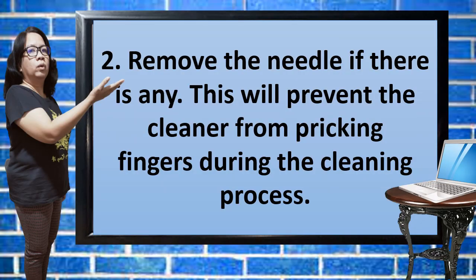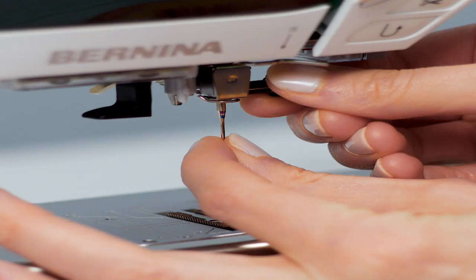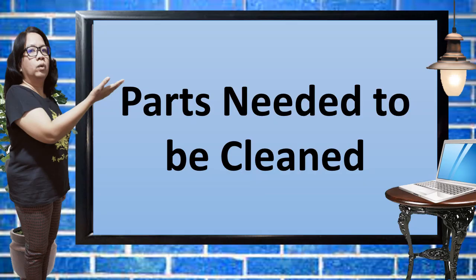Number 2. Remove the needle if there is any. This will prevent the cleaner from pricking fingers during the cleaning process. Aside from that, it will prevent the needle from catching dirt during cleaning the machine. What are the parts of the sewing machine you need to clean? Let us continue.